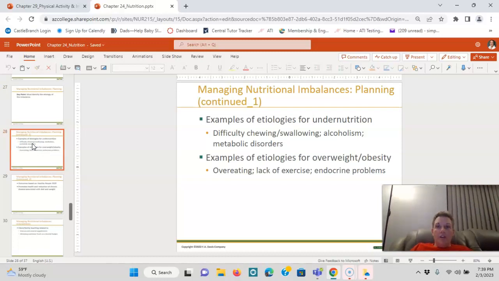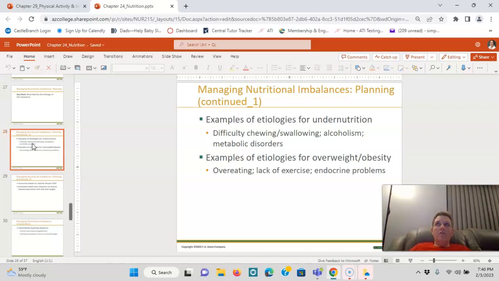Etiologies for undernutrient: difficulty swallowing, chewing, alcoholism, metabolic disorders. So we kind of talked about the alcoholism in lab when we were talking about the banana bag. If you are busy drinking, you're not going to have time to eat right. That's not going to be your priority. So a lot of those patients come in malnourished. They end up with the banana bag. The banana bag is B12. B12 is fixing the neurologic damage that they have done.